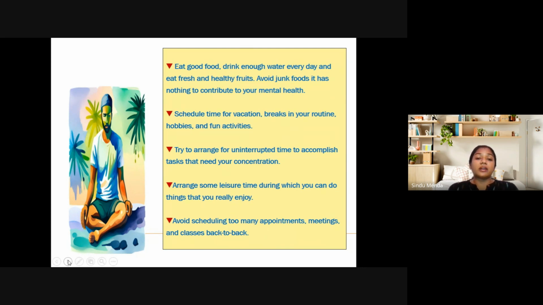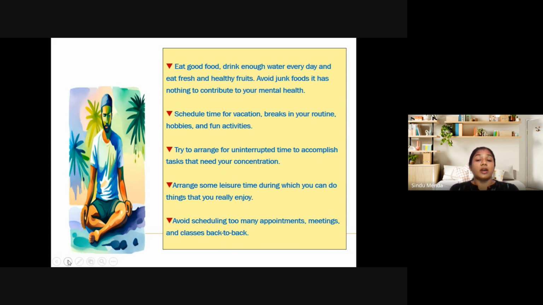Next one is try to arrange your uninterrupted time to accomplish tasks that need your concentration. Suppose you are doing some work on the laptop, and suddenly you get a mail from Flipkart or Amazon. Directly you distract yourself to Flipkart and Amazon. So try to reduce those unnecessary activities. Concentrate on your task, what you are going to do at that particular time.